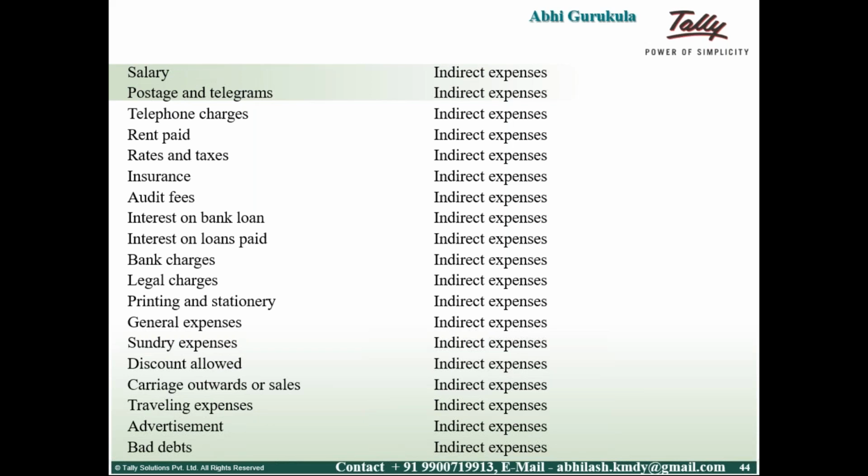Salary, postage and telegrams, telephone charges, rent paid, rates and taxes, insurance, audit fees, interest on bank loan, interest on loan paid, bank charges, legal charges, printing and stationery, general expenses, sundry expenses, discount allowed, carriage outwards on sales, travelling expenses, advertisement, and bad debts. These are the indirect expenses.